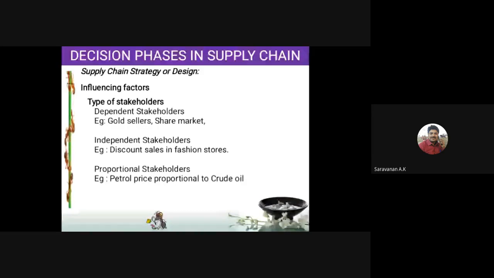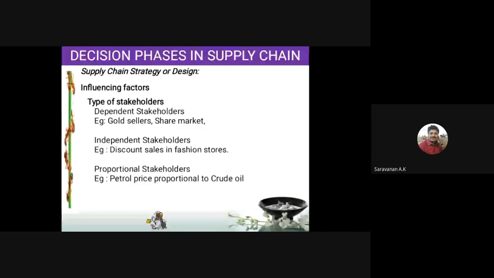Next is the proportional stakeholders. Proportional means if the crude oil price increases in the global market, the petrol price increases. If the crude oil price decreases, the petrol price decreases. This is what we call proportional stakeholders. So the decision taken depends upon the type of the stakeholders. With proportional and dependent stakeholders, we can't do anything. Okay, so this is one of the factors.